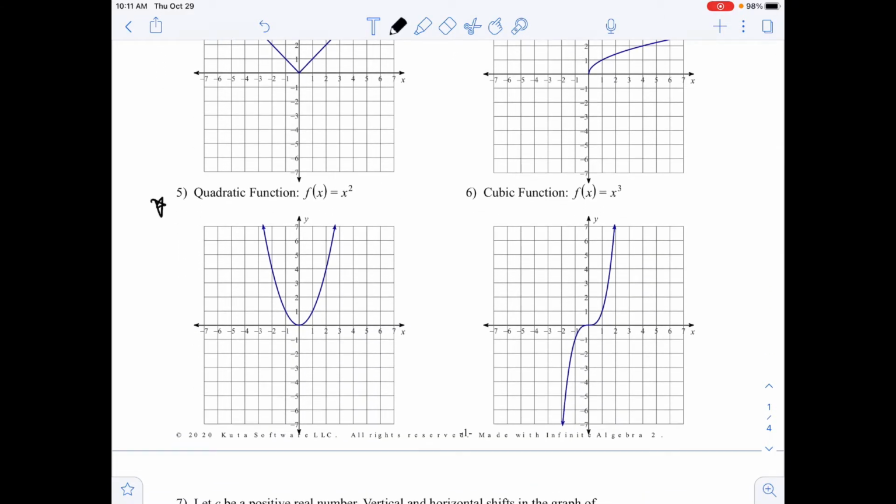Then we have the quadratic, which I'm sure we're probably all familiar with. So f of x equals x squared gives us a u-shaped graph. And then the last one that we're going to deal with is the cubic function, f of x is equal to x to the third.